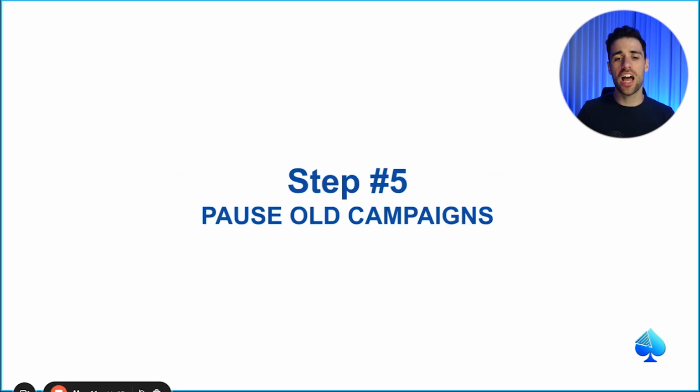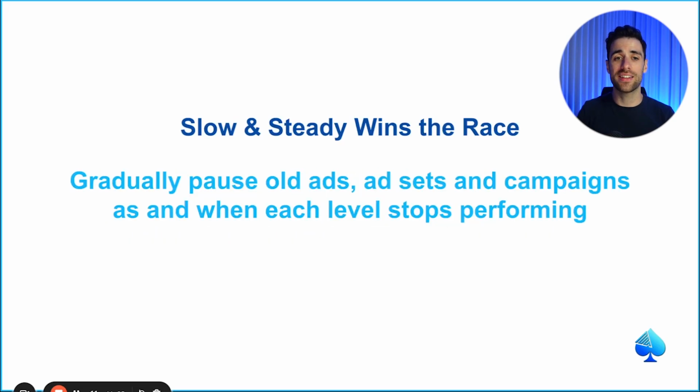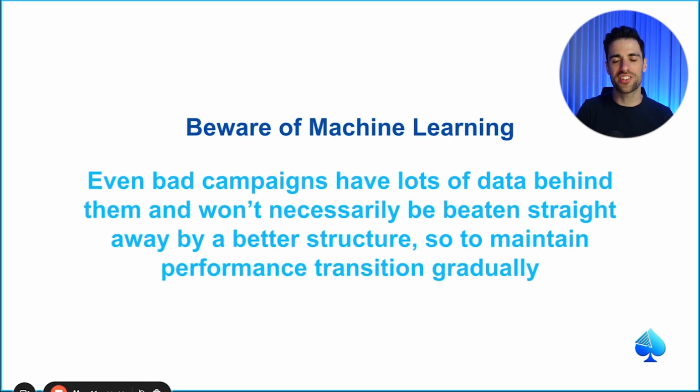And then finally, step 5 is going to be to pause your old campaigns. Slow and steady wins the race, guys. You want to gradually pause your old ads, ad sets, and campaigns as and when each level stops performing. And don't worry if you're not seeing them instantly beat your current campaigns. You have to be aware of machine learning with Meta. Even bad campaigns have lots of data behind them and won't necessarily be beaten straight away by a better structure. So maintain performance and transition gradually.